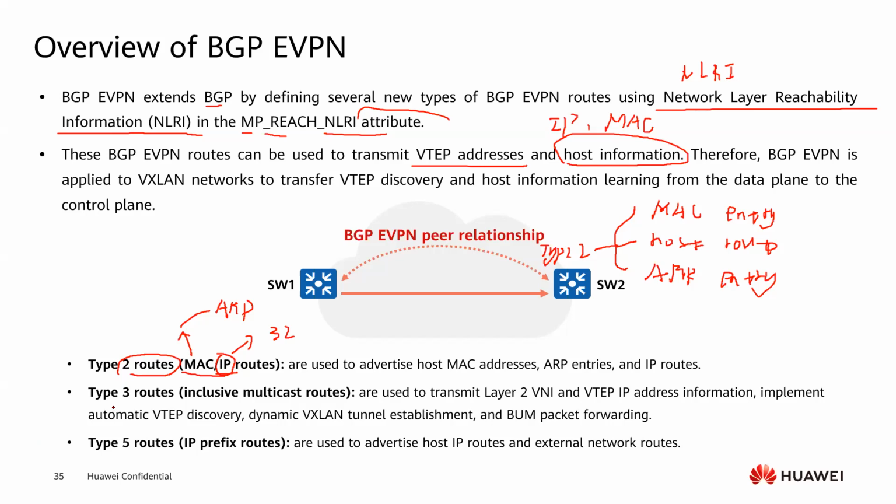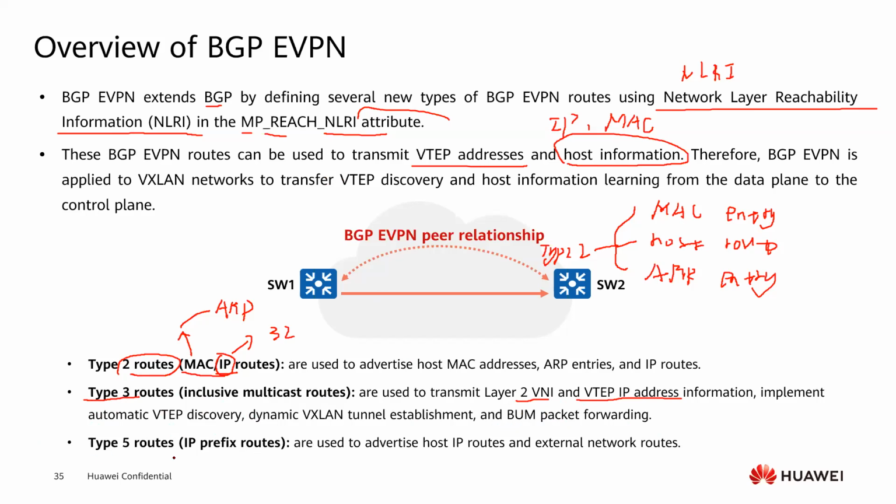Then type 3 routes are the inclusive multicast routes. They are used to establish tunnels automatically. They carry the layer 2 VNI and VTEP address information, so they can be used to implement automatic VTEP discovery and dynamic VXLAN tunnel establishment. Also, they can be used for BUM traffic forwarding.